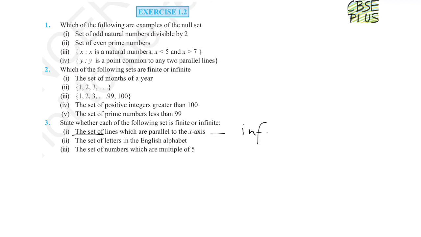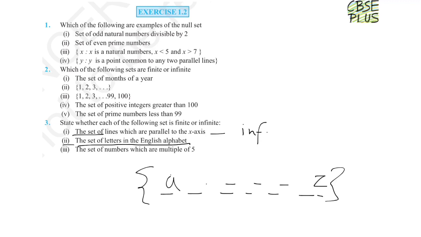Then the second is the set of letters in the English alphabet. In the English alphabet we have a fixed and finite number of letters; it starts from A and ends at Z. So there are 26 letters in the English alphabet. So in the English alphabet we have a countable number of elements if we take it as a set. So this is a finite set.